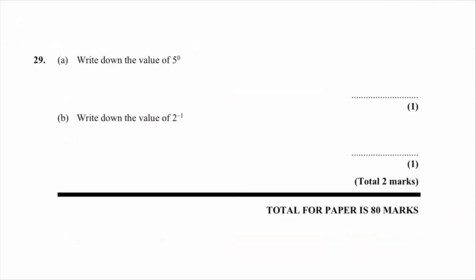Okay, our last question, you'll be pleased to hear. All right, write down the value of 5 to the power of 0. That is 1. This really is a fact that you want to just get into your head. It's an easy mark if you can just remember the fact.